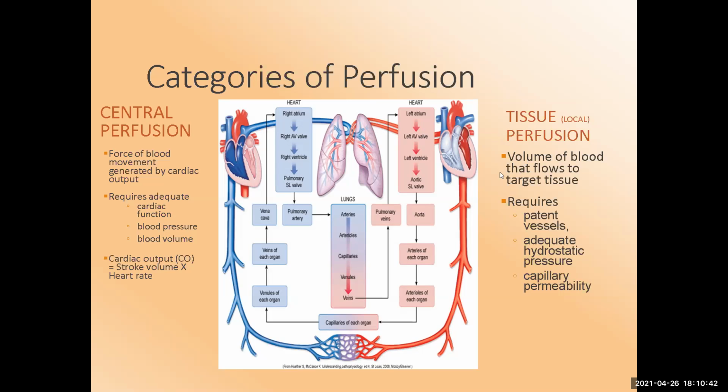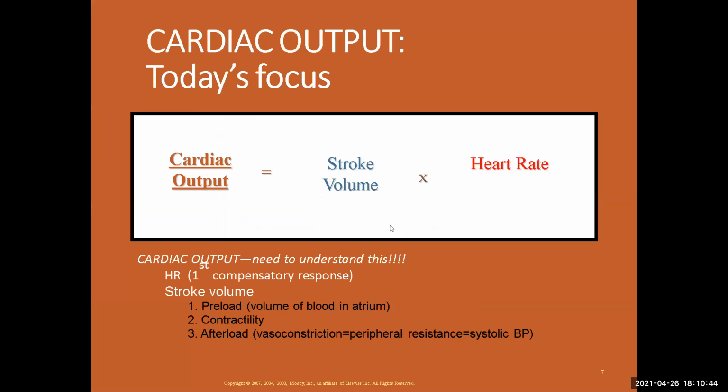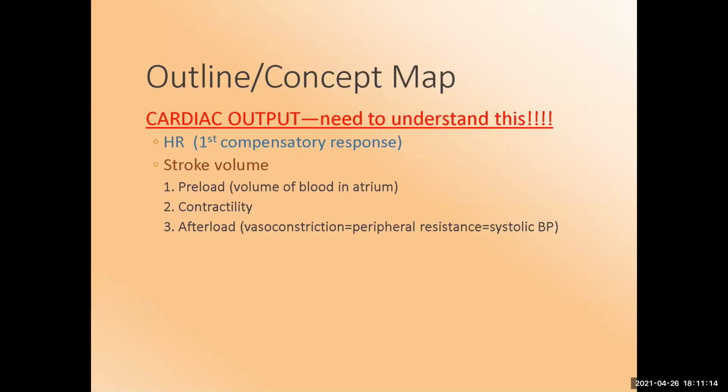So central perfusion and tissue perfusion. I'll just kind of run back through. When we're talking about cardiac output, it equals stroke volume times the heart rate. So what happens with the heart rate? They say here the first compensatory response. What does that mean? The heart rate increases to provide better perfusion. Yes, so that's a compensatory response.